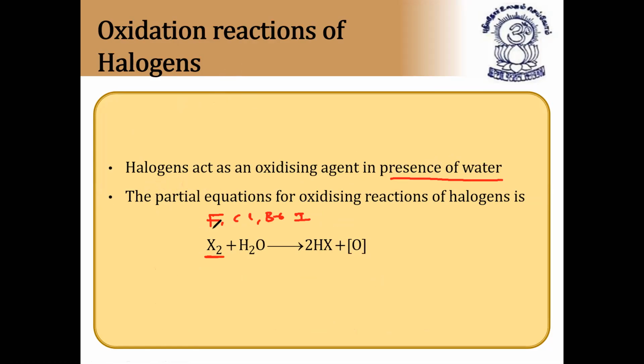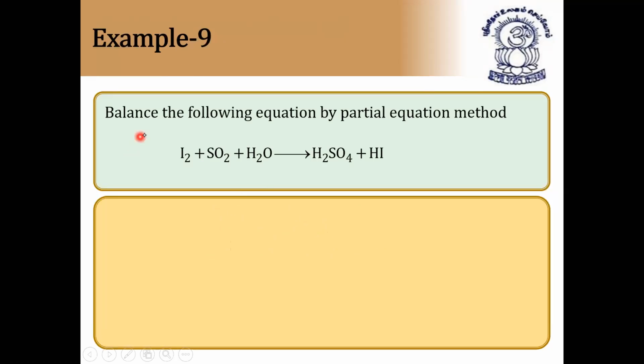So X2 means F2, because they exist as diatomic molecules. So any of these: F2, Cl2, Br2, I2 combines with water, it forms 2 moles of hydrogen acids, that is HF or HCl or HBr or HI, plus nascent oxygen. So this nascent oxygen attacks the reactant. Let us see in the balancing equation.